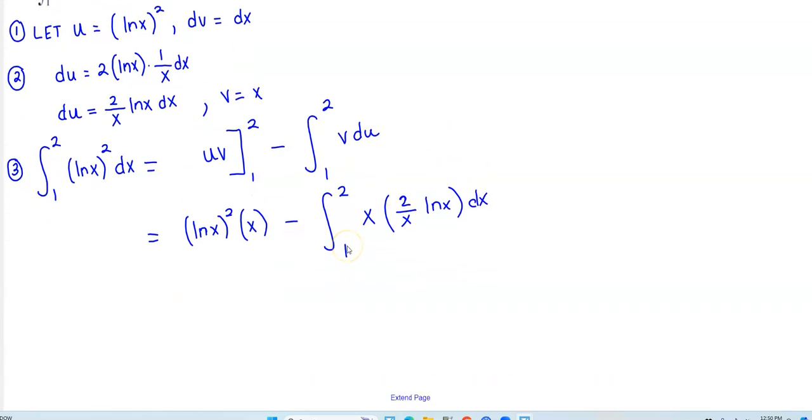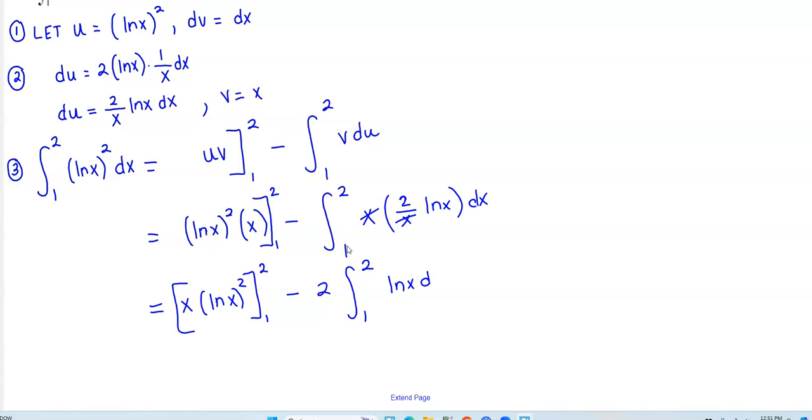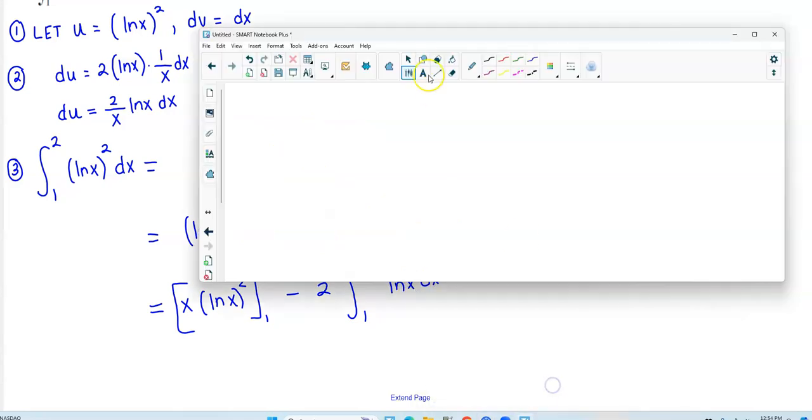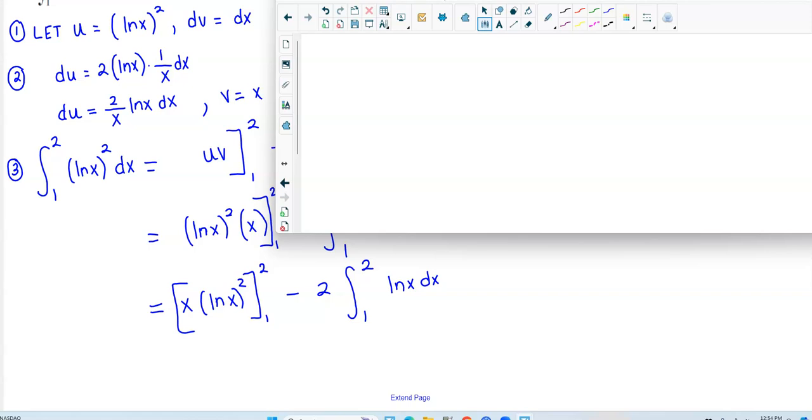So let's do a little bit of simplification before we proceed. So we have x times the natural log of x squared, going from 1 to 2, minus, well, this x divided by that x is going to be 1, and we can factor out the 2. And so going from 1 to 2, we want to take the antiderivative of the natural log of x. So we can't use substitution here, so we're going to have to do integration by parts again. So let's go ahead and do that.